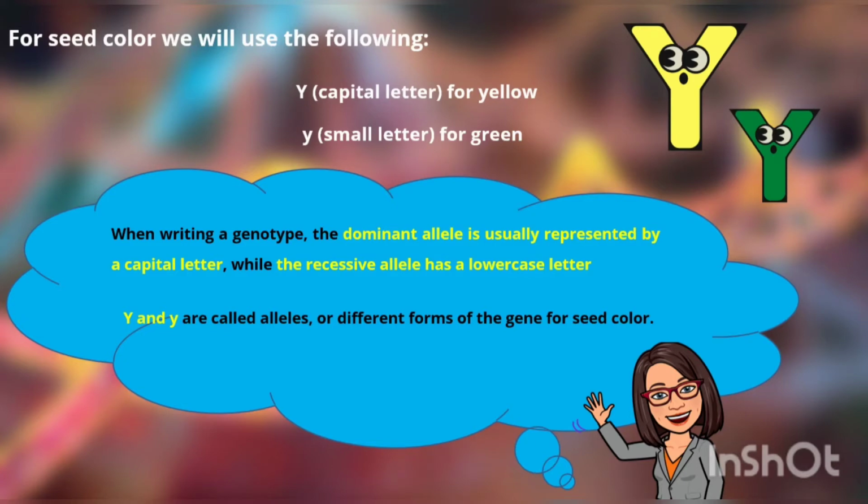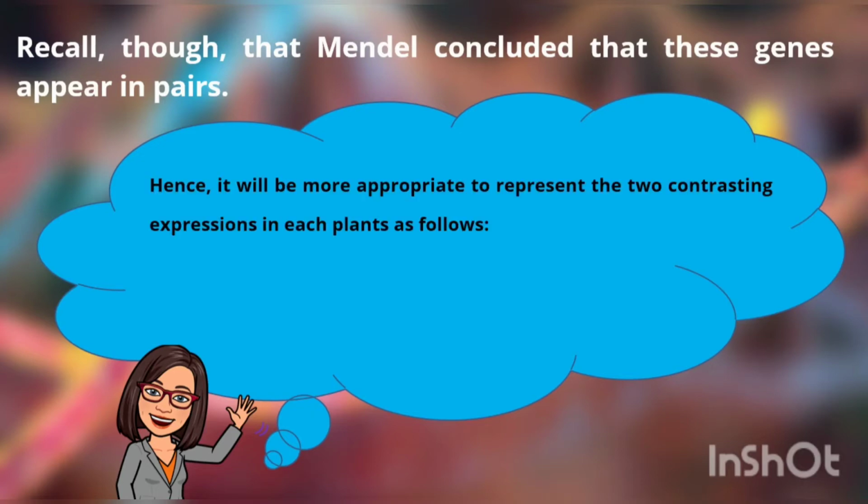Capital letter Y and small letter y are called alleles, or different forms of the gene for seed color. An allele is one of 2 or more versions of a gene. Recall, though, that Mendel concluded that these genes appear in pairs. Hence, it will be more appropriate to represent the 2 contrasting expressions in each plant as follows. For yellow-seeded plant, we will use 2 capital letter Y. For green-seeded plant, we will use 2 small letter y.